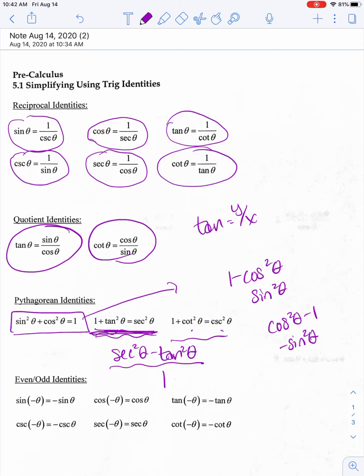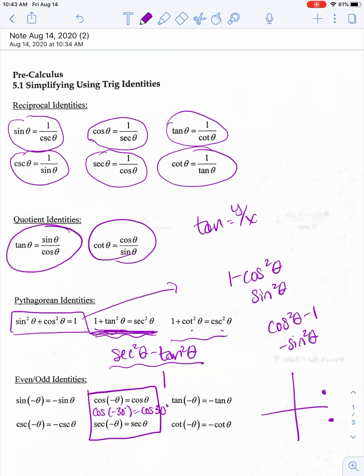Odds and evens we don't use that often, but they do exist. And as soon as I tell you not to worry about it, one's going to pop up. So your 2 evens are cosine and his buddy. So cosine of negative 30 degrees is the same thing as cosine of 30 degrees. And if you think about your unit circle, cosine of 30 degrees and cosine of negative 30 degrees would both be root 3 over 2, positive.